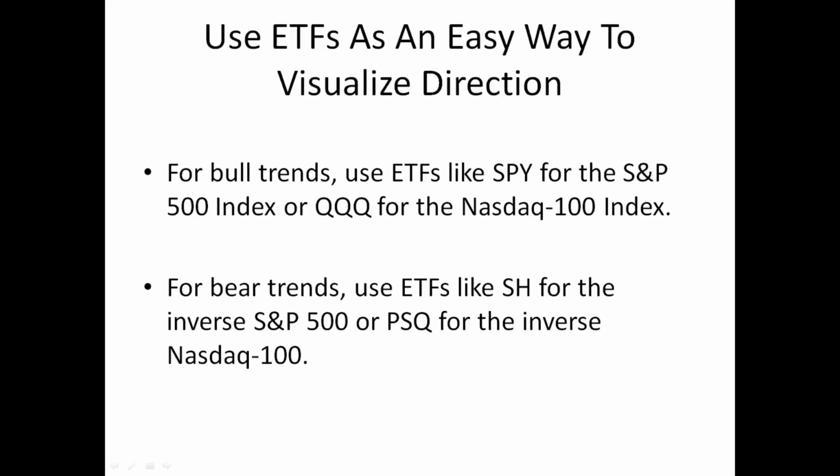We can use ETFs as an easy way to visualize direction. It's pretty straightforward. In a bull trend, you use ETFs like the SPY or the cubes to follow the direction of the broad market. And in bearish trends, you want to use an inverse ETF like SH or PSQ to follow that. You don't have to use SH or PSQ. There are others, particularly on the bull side, but almost everybody's familiar with the SPY and the cubes, and it makes things easier. If that's what everybody's following, why not follow it as well?